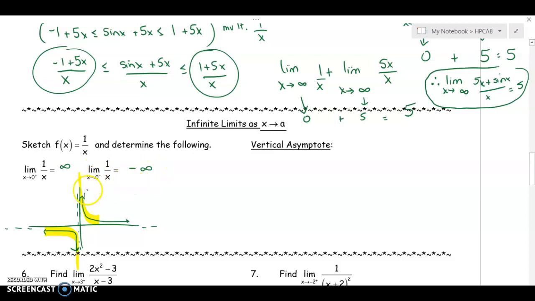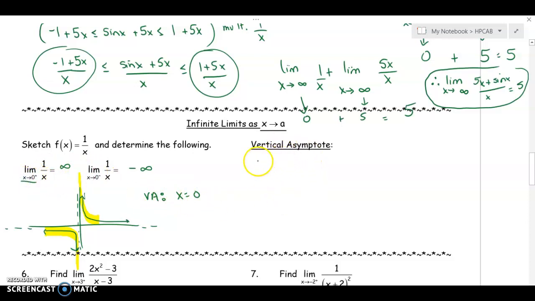Technically, if you were asked to find the limit as x approaches just 0, it would be does not exist because these are not the same. The vertical asymptote for this problem is x equals 0. So basically, we were doing a problem that involved a limit approaching the vertical asymptote.